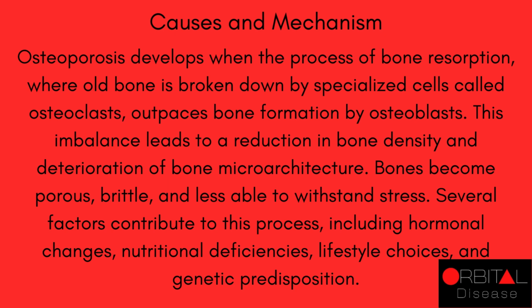Causes and mechanism. Osteoporosis develops when the process of bone resorption, where old bone is broken down by specialized cells called osteoclasts, outpaces bone formation by osteoblasts. This imbalance leads to a reduction in bone density and deterioration of bone microarchitecture. Bones become porous, brittle, and less able to withstand stress. Several factors contribute to this process, including hormonal changes, nutritional deficiencies, lifestyle choices, and genetic predisposition.